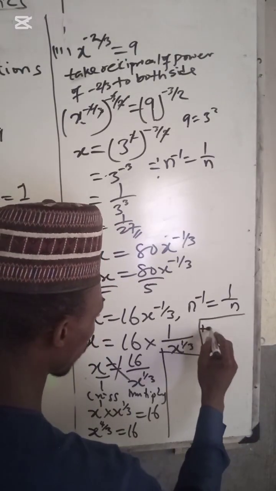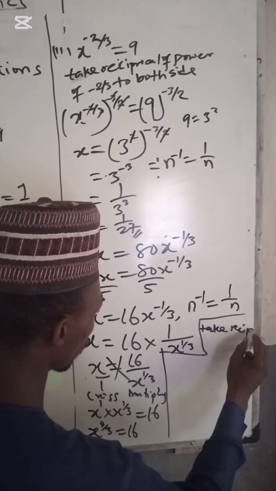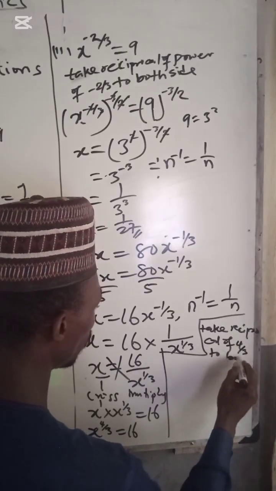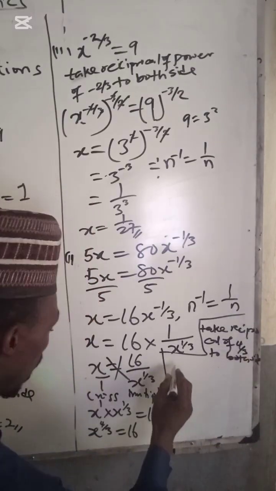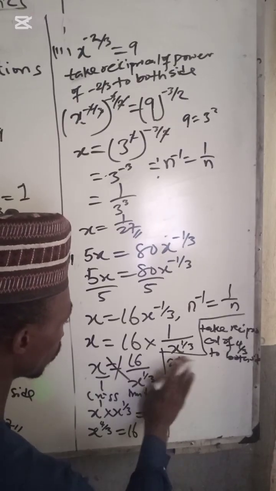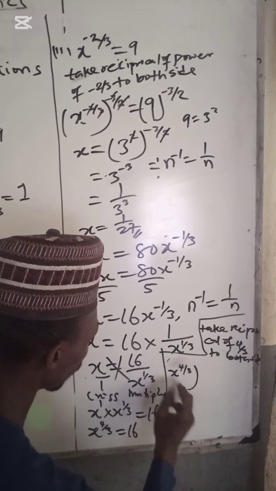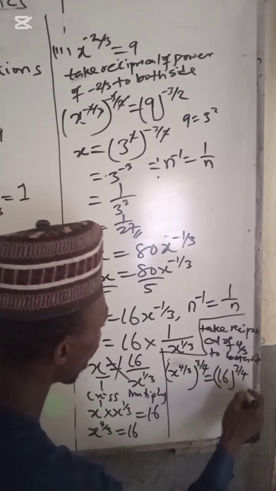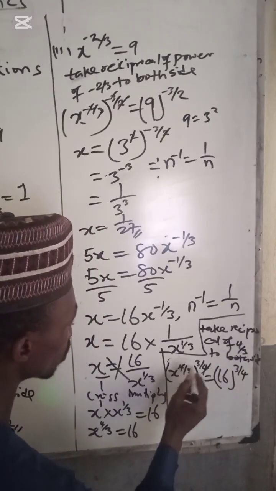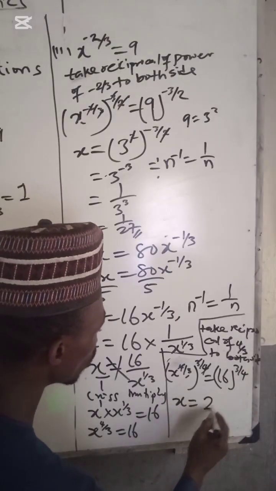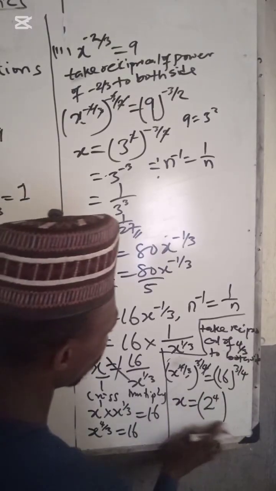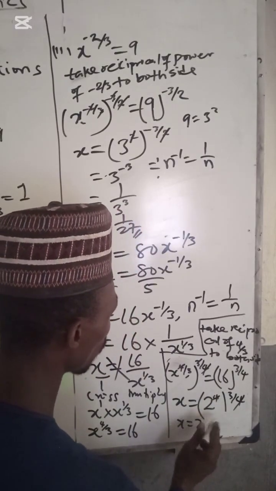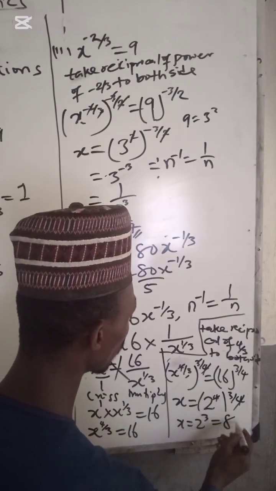So we take the reciprocal of 4 over 3 to both sides. So we have x raised to power 4 over 3, then 3 over 4, is equal to 16, then 3 over 4. So this will take this out, this will take this out. You have x equals to what? 2 raised to power of 4, because 16 is equal to 2 raised to power of 4, then 3 over 4. So this will take this. x equals 2 raised to power of 3, which is equal to 8.